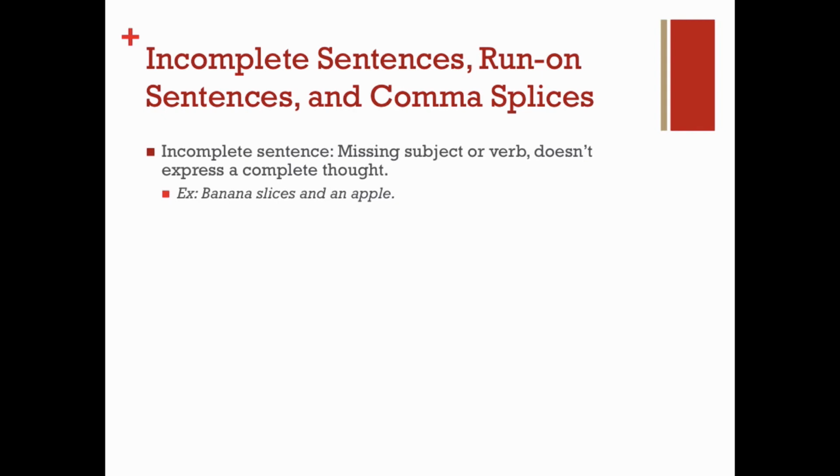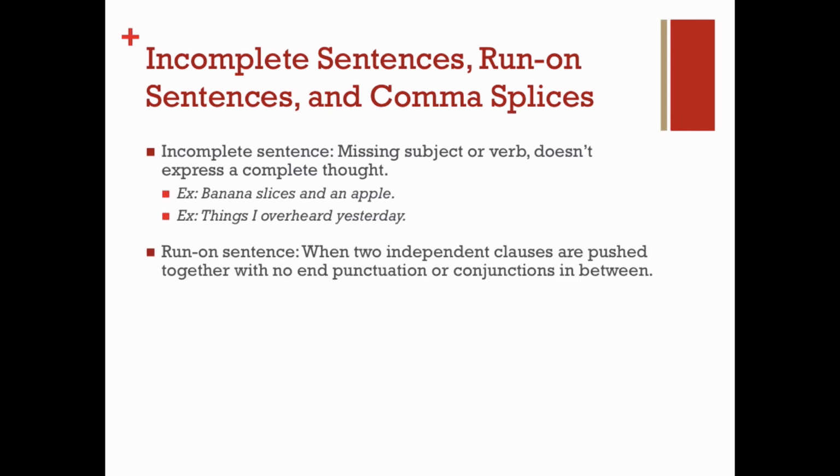Example, banana slices and an apple. So we've got some stuff in this, but it's not a complete sentence. Also, things I overheard yesterday. Again, we've got some stuff listed here, but we don't actually have a complete thought. We don't have verbs or subjects. We're missing something.